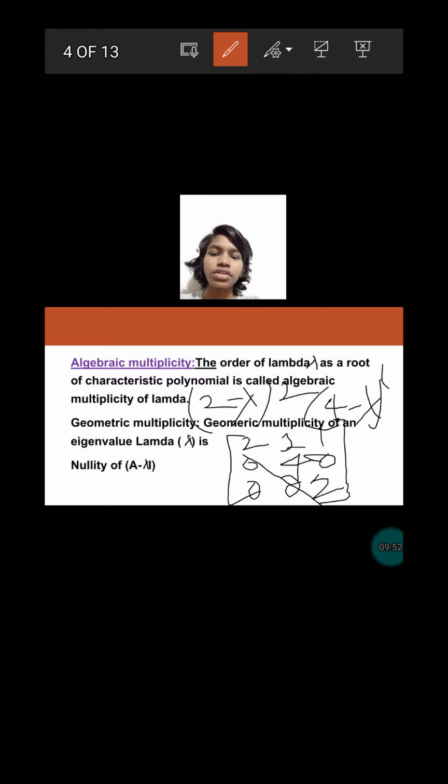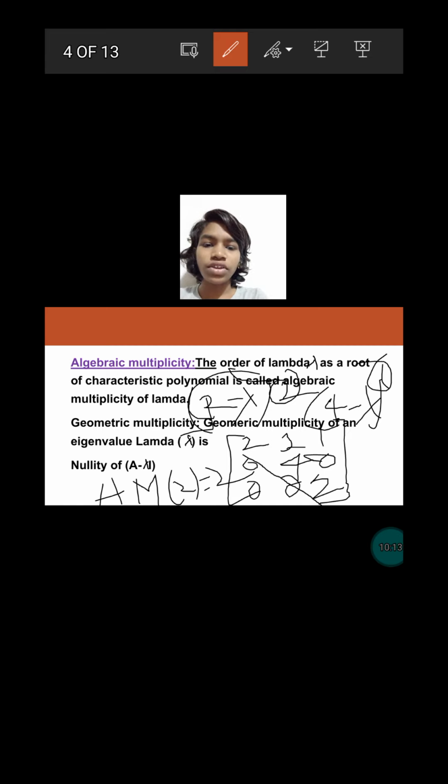Here if you look at the 2 minus lambda square, its order is 2. Order is nothing but power. Here for eigenvalue 2, the order is 2, then that order is said to be algebraic multiplicity. Now algebraic multiplicity of 2 equals 2, and in case of 4 minus lambda its order equals 1, then 1 is said to be algebraic multiplicity of 4.